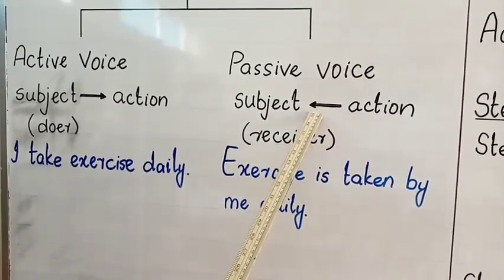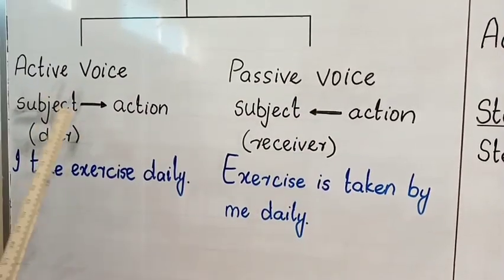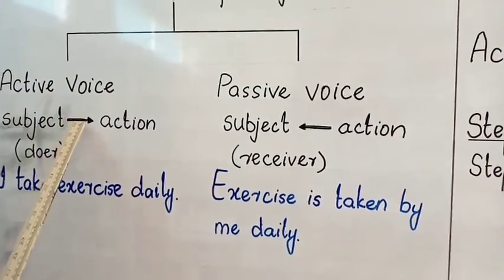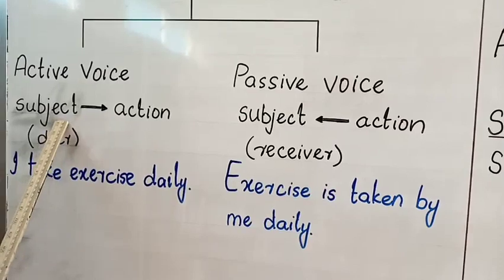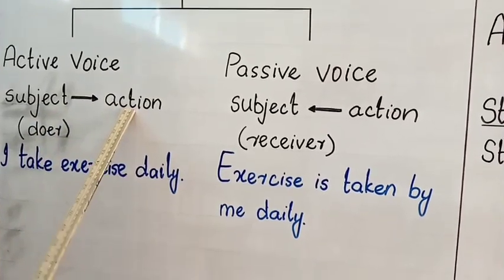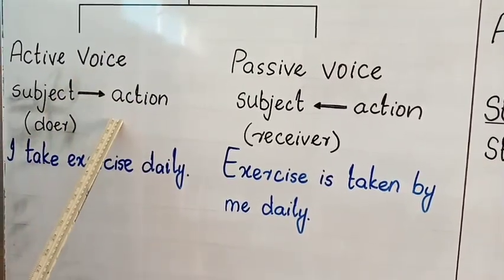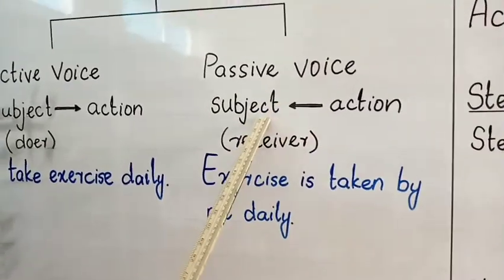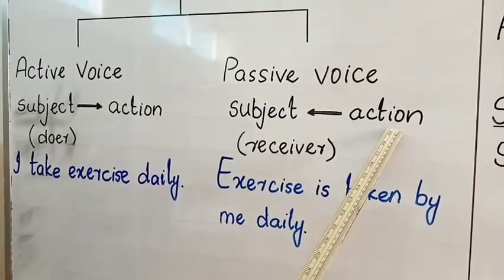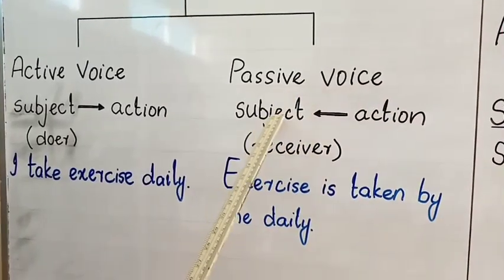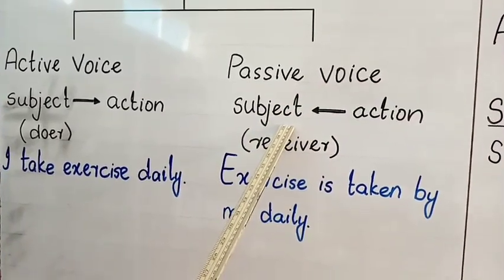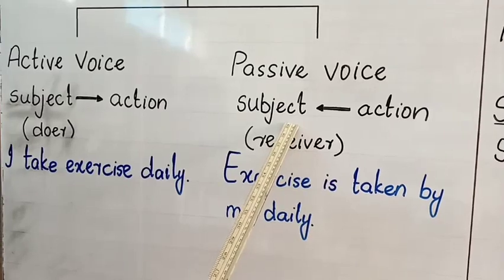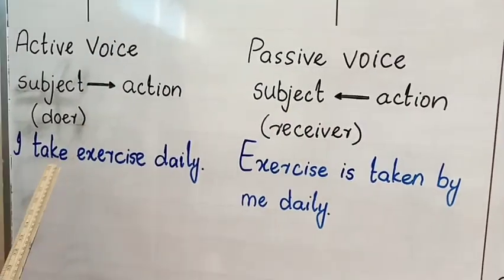You can see the direction of arrow. Here the direction of arrow is towards action. Subject is doing this action or subject does action, and here the direction of arrow is towards subject. It means that action is done on the subject. So getting it? Alright, look at the example.